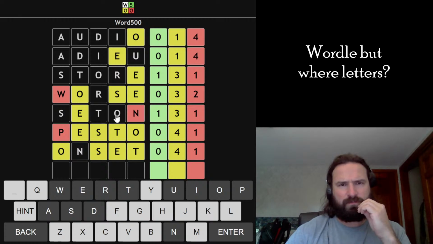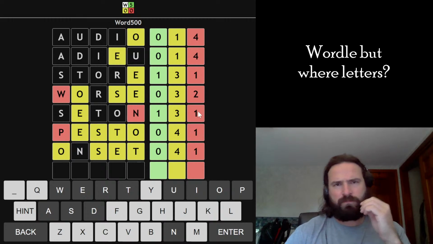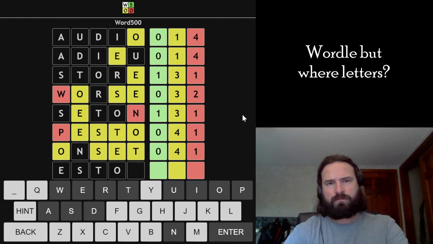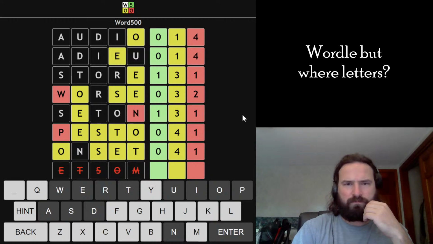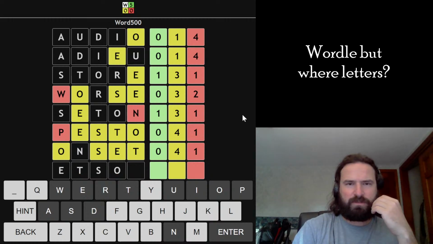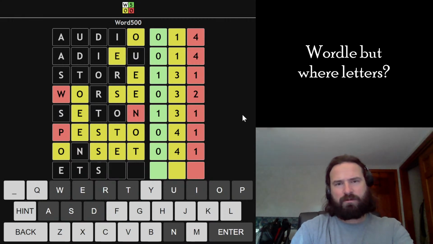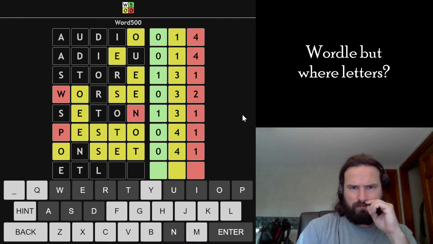Etzel? Is that a word? Etzel? Etsum? I feel like this has to be the structure. Etmos? I guess that might work as well. Etlos. I don't see that working.